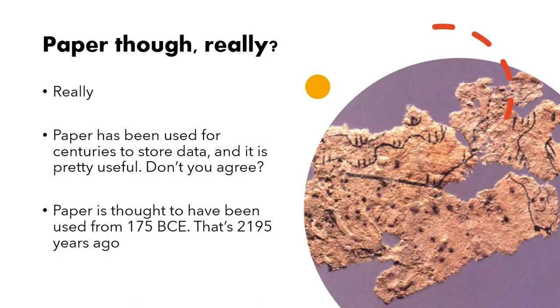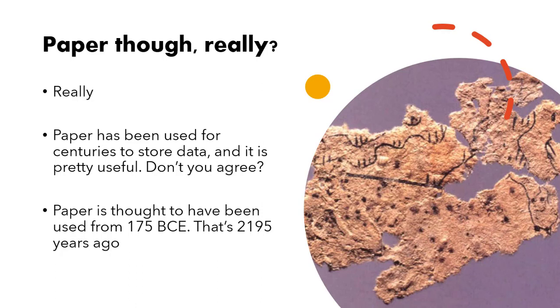Paper is thought to have been around since around 175 BCE. That's around 2,195 years ago. So you know the process of making paper. You know it comes from trees. And at that time, they were filing off very thin shards of the tree to be able to record messages on. That's rather monumental for its time.